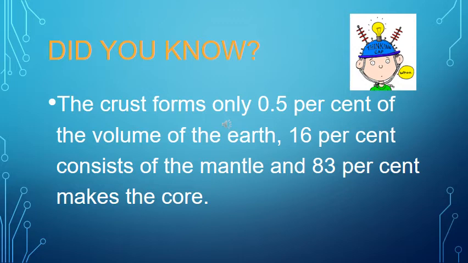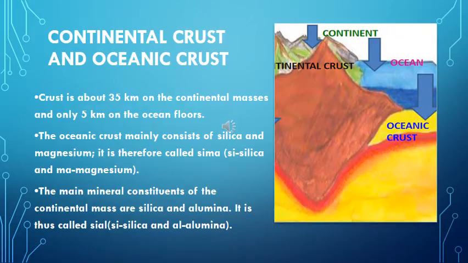So what do you think? How did these different layers form? Think about it. I will explain later. Even though the crust is the thinnest layer of the earth, there are two different kinds of crust. One is continental crust, another one is oceanic crust.